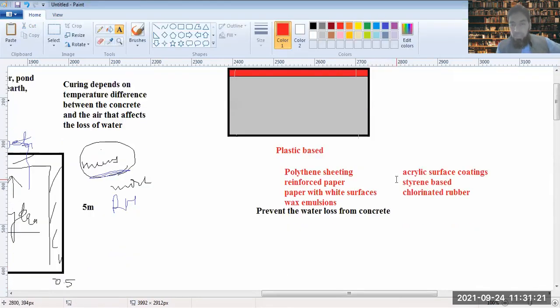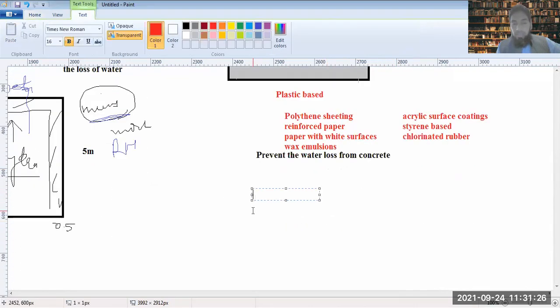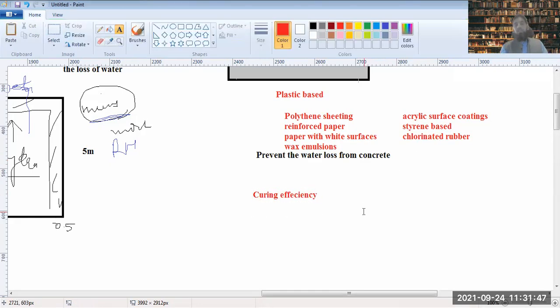So I showed you how the curing tanks are made, but do we go for testing of the curing compounds? Yes, we can even go for testing of all these compounds. And how do we measure? We measure the curing efficiency, and curing efficiency is a term which is used to measure how much curing is effective for concrete. So it's actually related with the strength of the concrete.